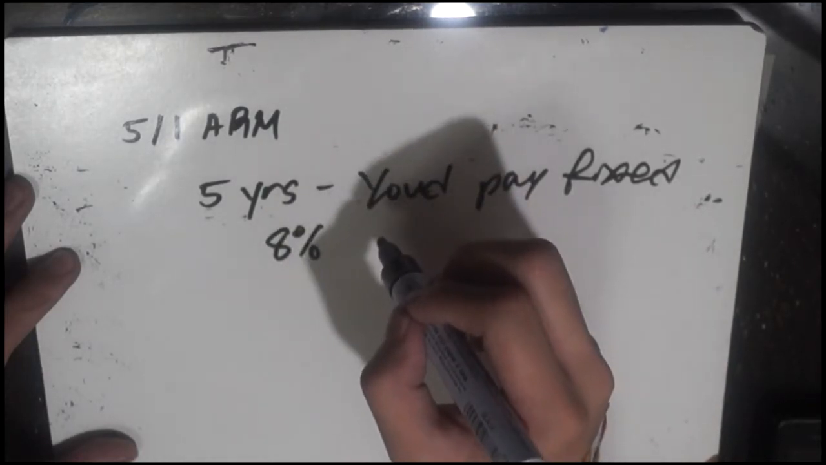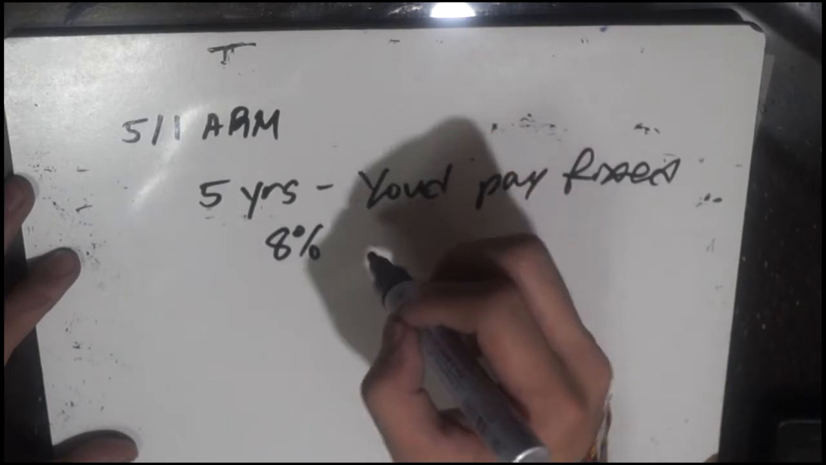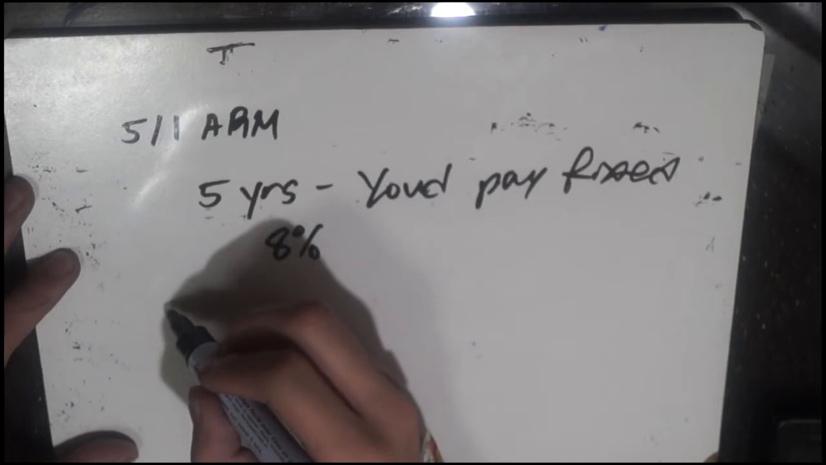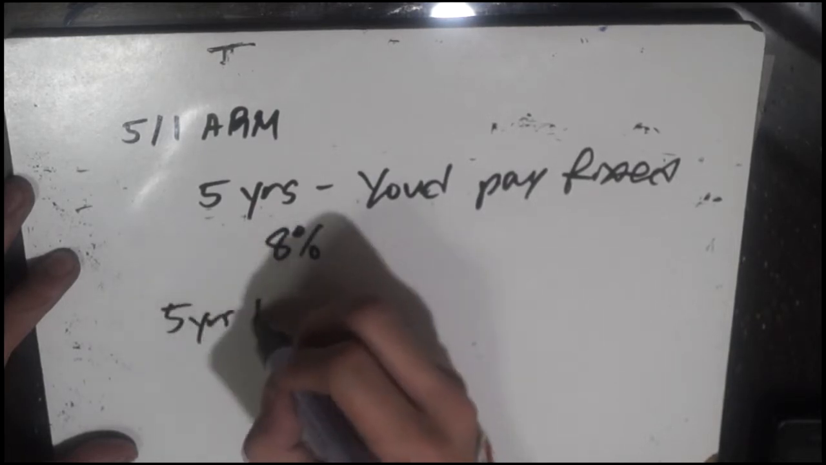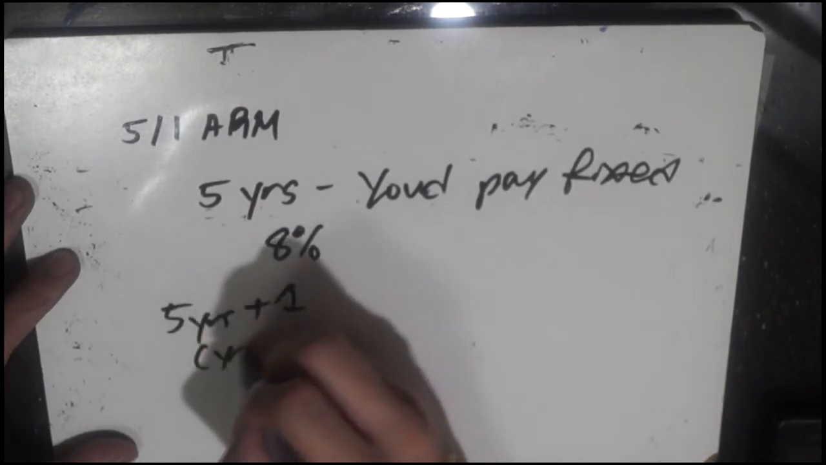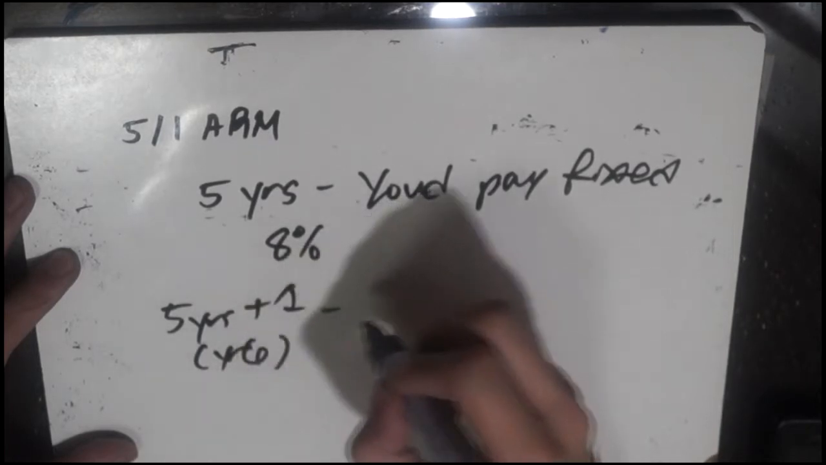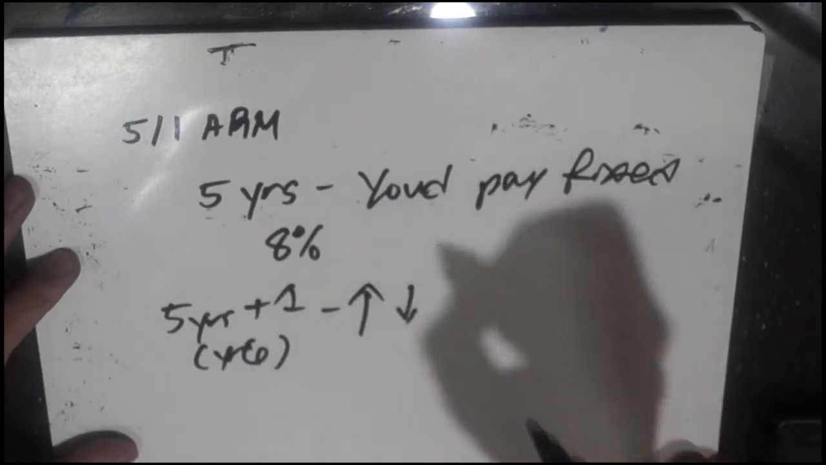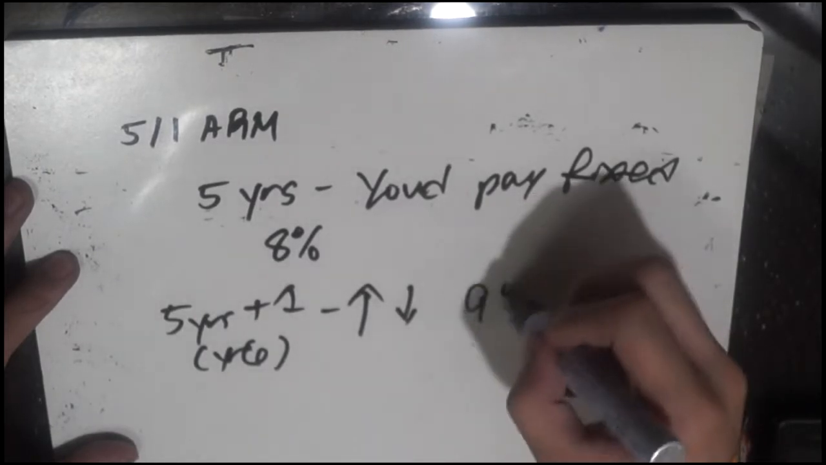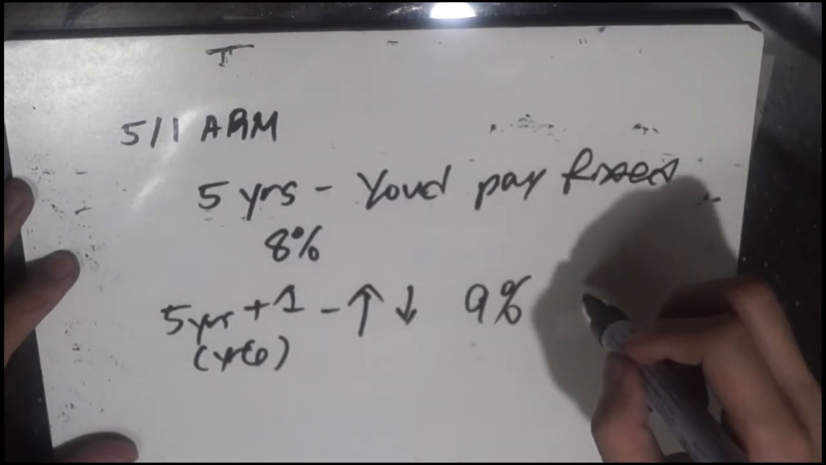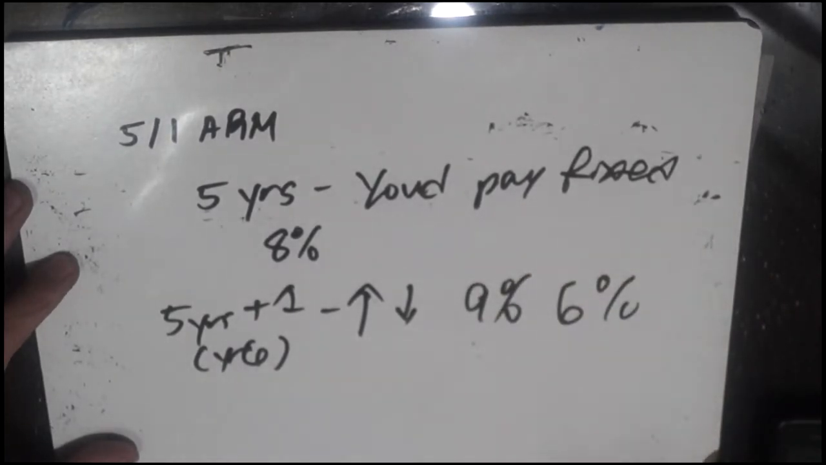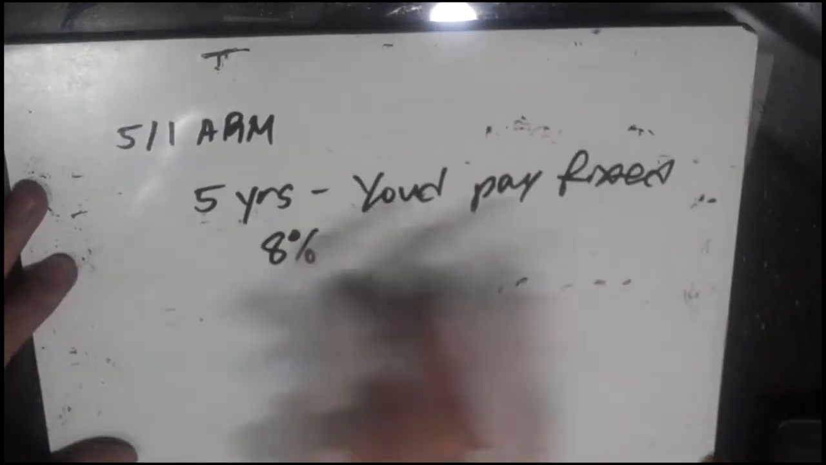So for the first 5 years, you'd pay 8%, and the bank cannot change that interest rate. But for the succeeding year, 5 years plus 1, you'd pay at a different rate, depending on the prevailing interest rates of the bank. That may be more or less than your current rate. So that may be higher, 9%, or maybe lower, 6%. So that's a 5-1 ARM.